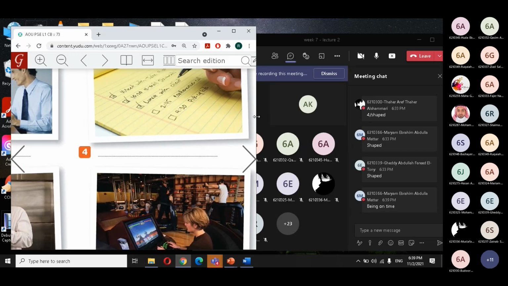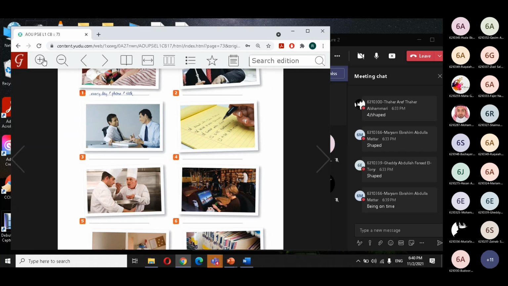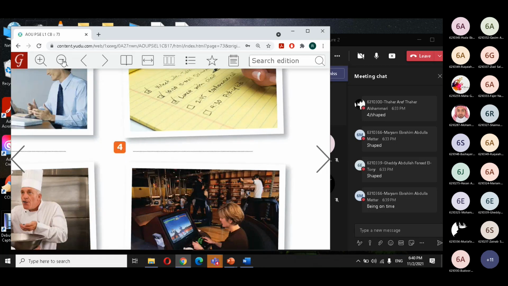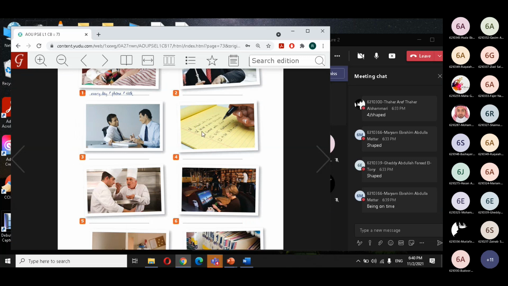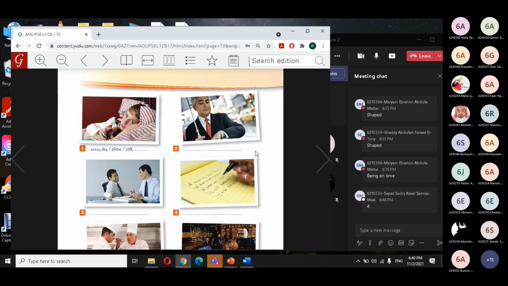We have 8 pictures. Each picture gives us an idea about how to be a good employee. Can you get the idea of the first one? What does it mean? Everyday phone sick. Can you know what it means? What is the advice? Forget about number 1.